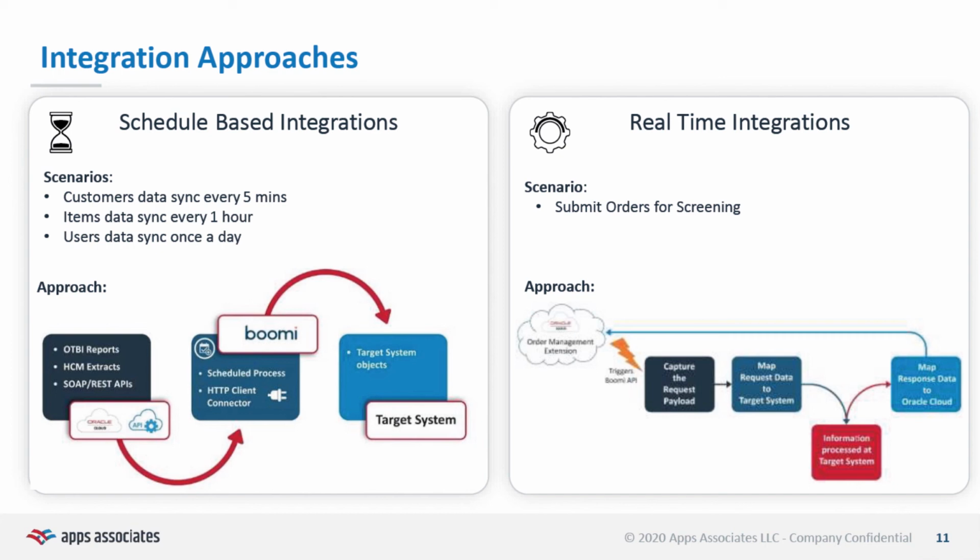You need to build an API in Boomi to capture the request payload and map it to the target system. Then deploy it using Boomi API management. Configure this API URL in Oracle Cloud Order Management extension. After the connection is established, we can add the trigger to the order submit process, which triggers the integration when the user clicks on the submit button on the order entry screen. So using these approaches, you can implement your integrations via either the schedule-based approach or the real-time approach.